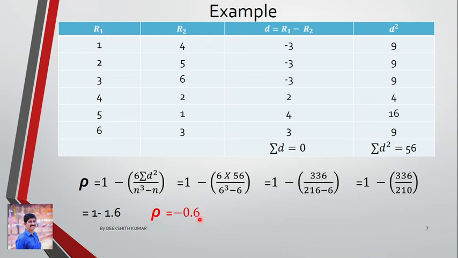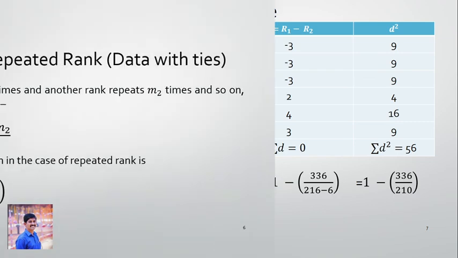How can we interpret this? The same interpretation which we discussed in the last video will be done here. See, since the answer is minus 0.6, there is a negative correlation. Since there is a minus, it is called negative correlation between R1 and R2. Since it is minus 0.6, there is a negative correlation between R1 and R2.